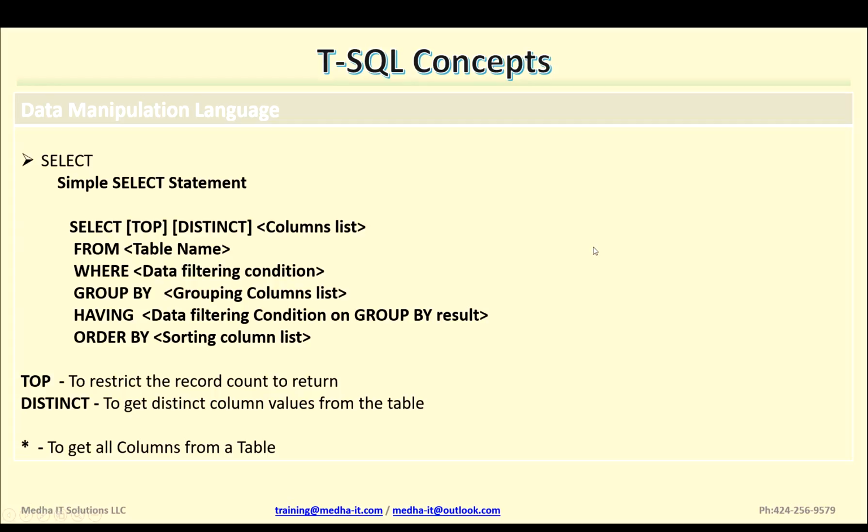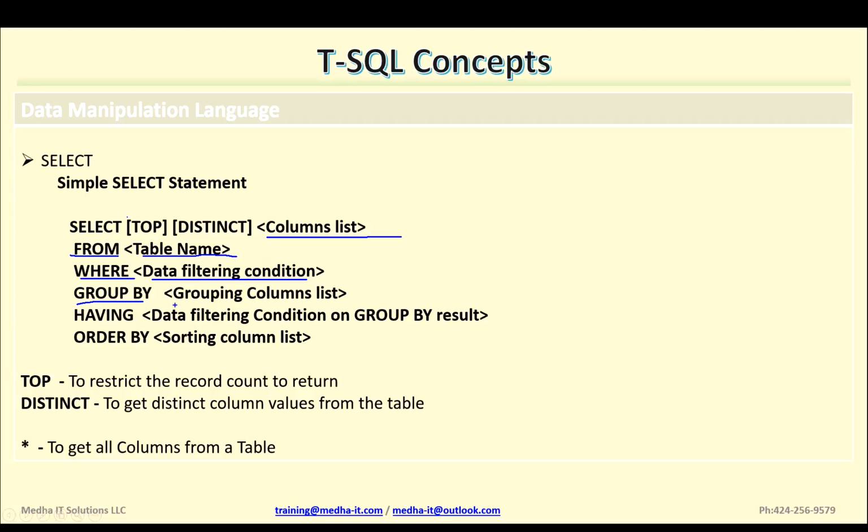Okay, so we will start with the select statement. The basic syntax of select is this one: select the column list, whatever the column list, top and distinct we will see in a bit, from the table name, that means whichever table you want to query, where is what kind of data filtering you want to apply. Let's say you have 1 year worth of data in a table and you want to see only the last 1 month of data. So last 1 month is your filtering condition.